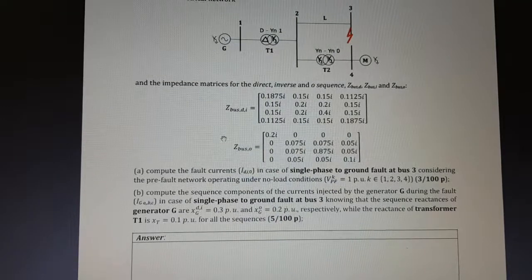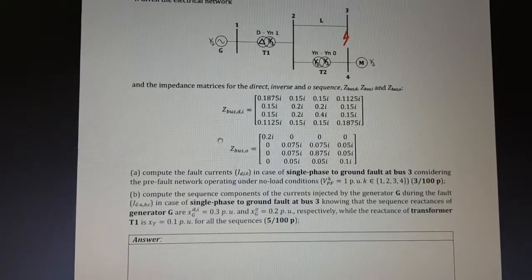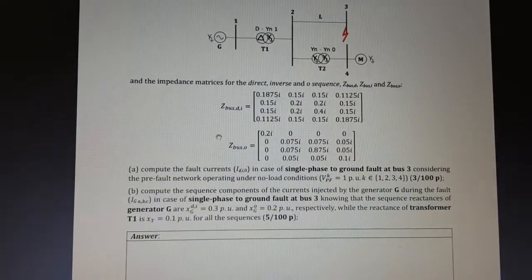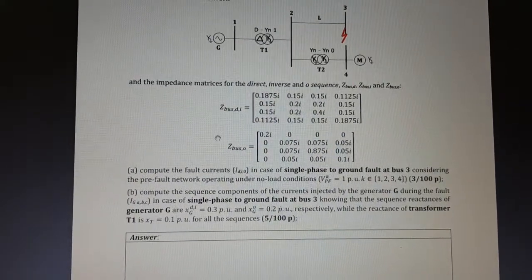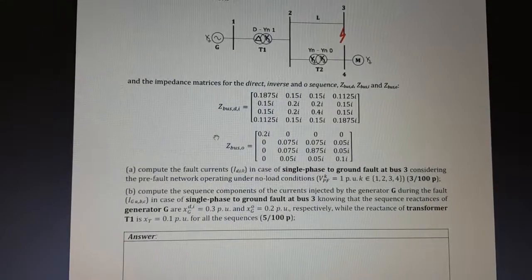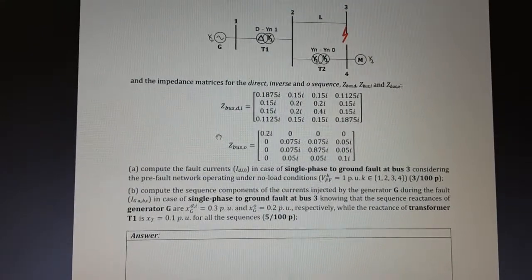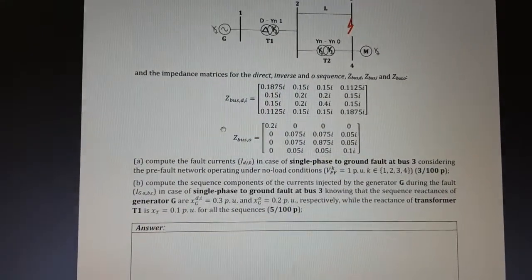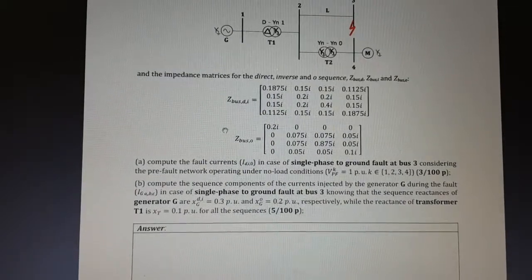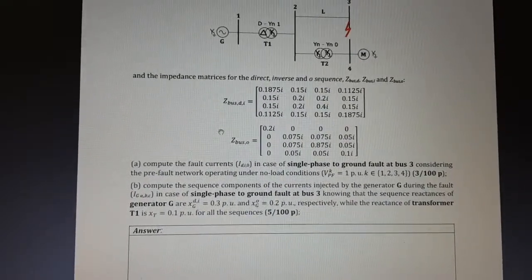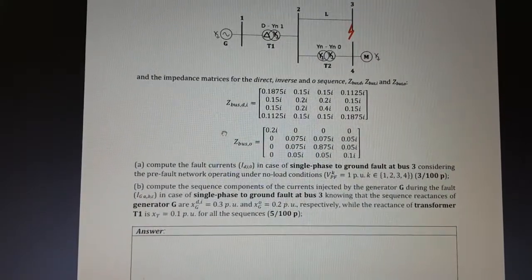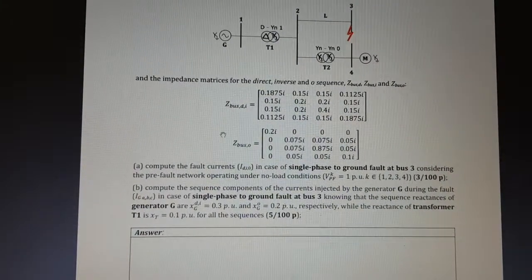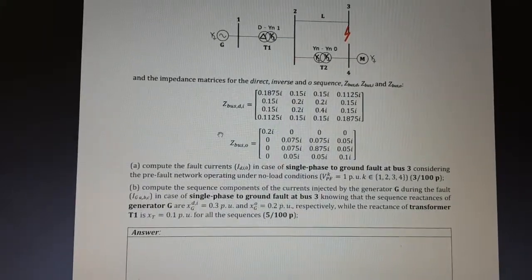In the second part it's asking to compute again the currents of positive, negative and zero sequences respectively, if the generator reactances and the transformer reactance are given. So we will solve firstly part A, single phase to ground fault.